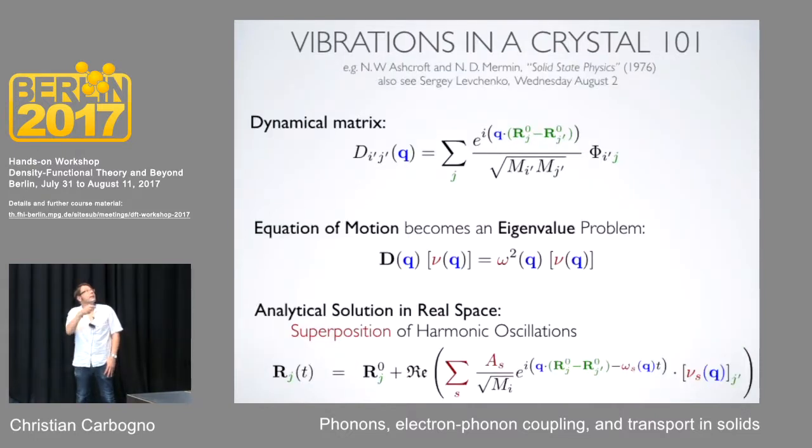From that, you can just use that, and you can see that in this potential, the equations of motion become an eigenvalue problem of exactly this dynamical matrix. You have to determine these eigenvectors and eigenfrequencies by just solving this problem, and the solution is nothing else than a sum over harmonic oscillations with this frequency.